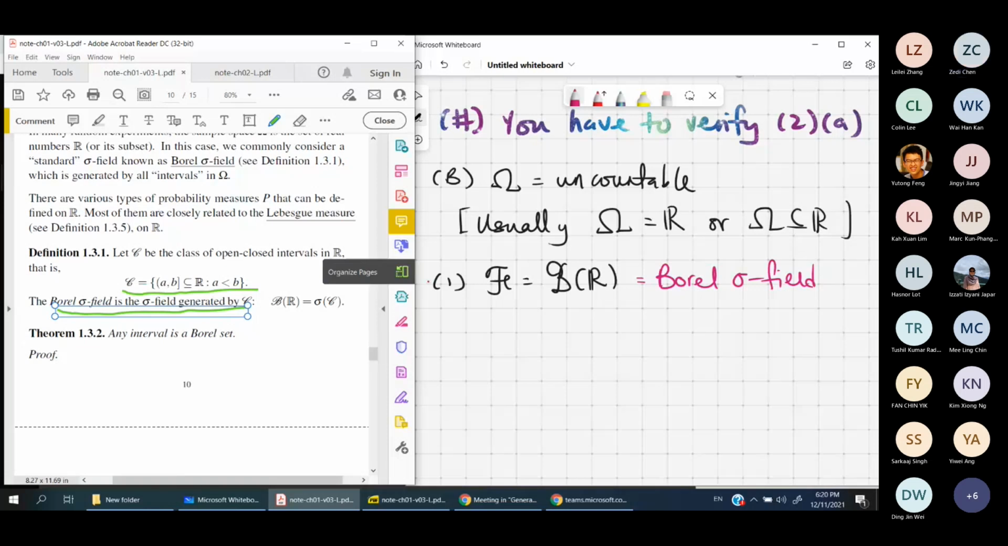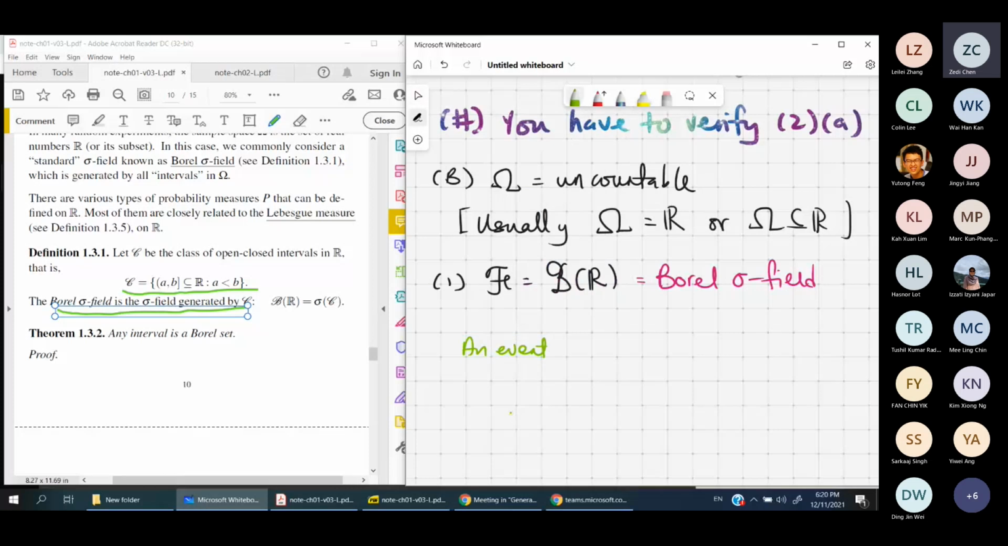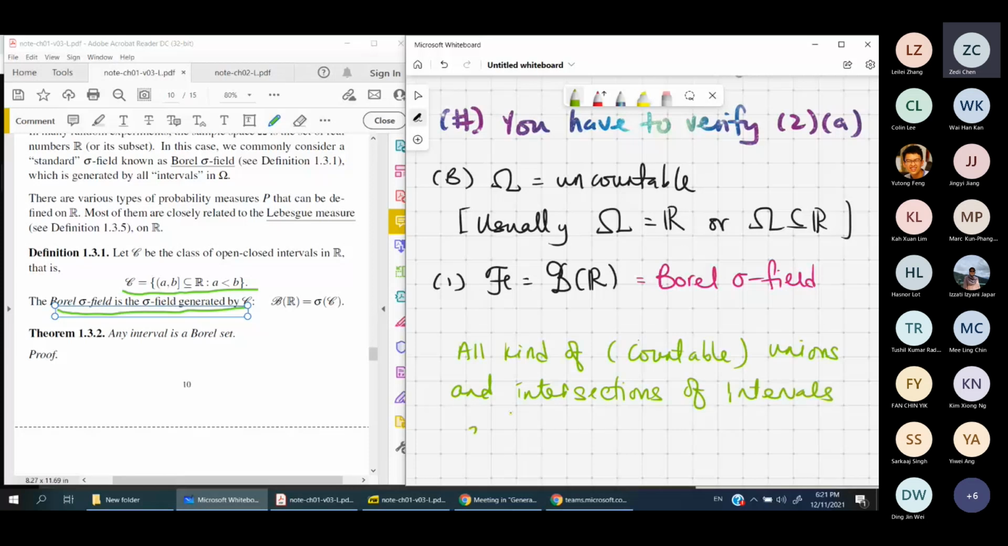All right, so forget about all this, just put it in this way. In this case, you may always assume that an event is... maybe I should say countable unions and intersections of intervals are events.